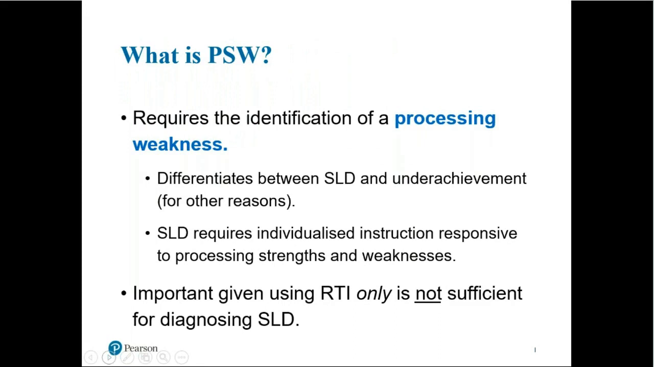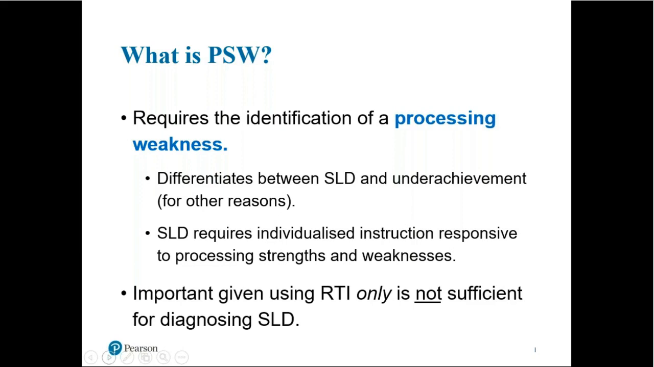It does require the identification of a processing weakness from the WISC-V. And we identify or rule out a relative processing weakness as contributing to a child's achievement weakness as a critical step toward differentiating between children who have an SLD and underachievement for other reasons.